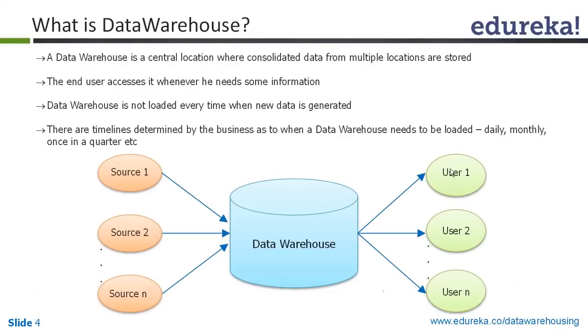And at the end, you have multiple users, user 1, user 2, and user n, trying to access this warehouse and trying to get some data and generate the reports.